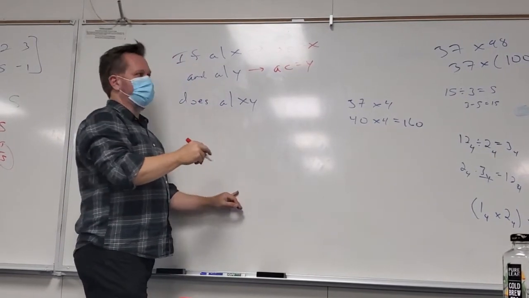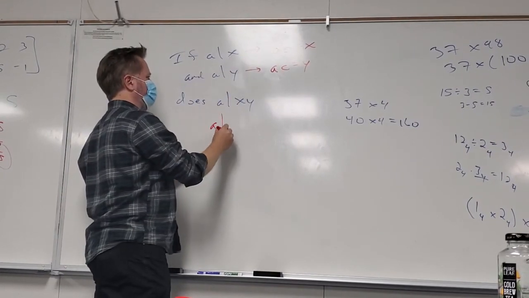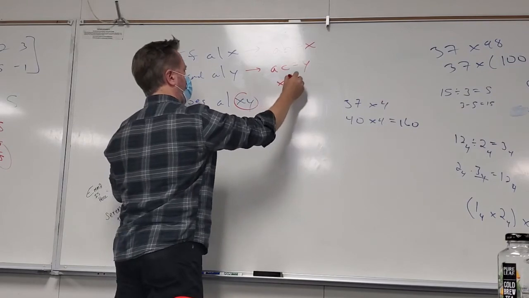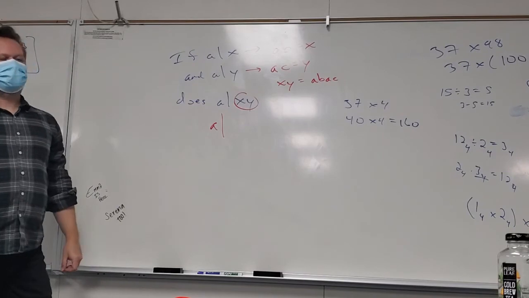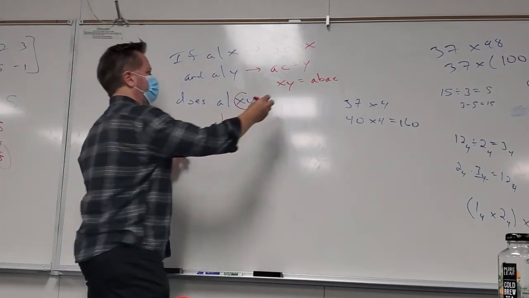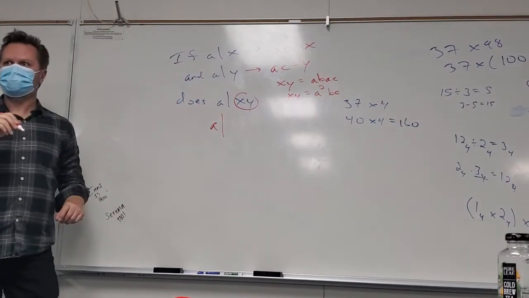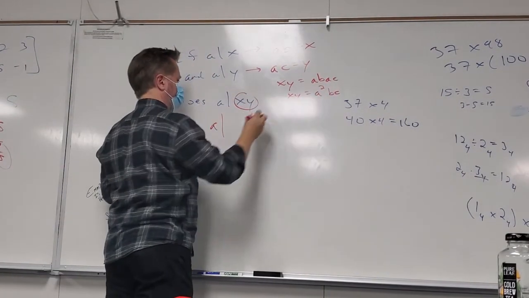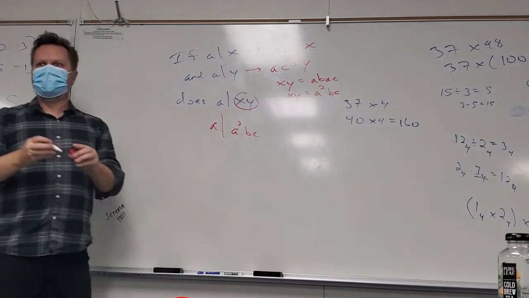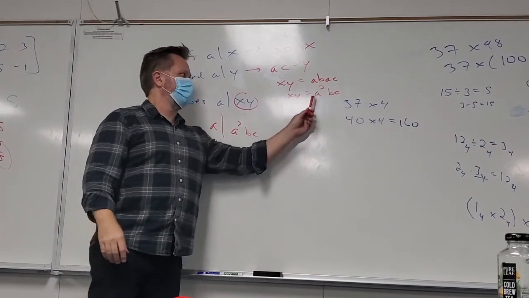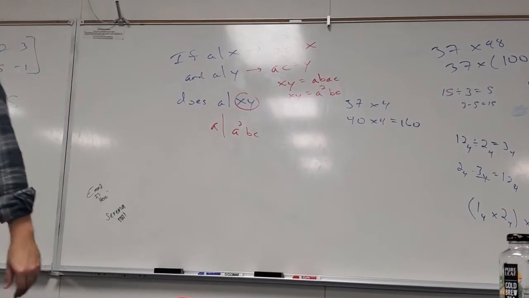So do we have an expression for X? It'll be A, B, C. So what's XY then? XY would equal ABAC, which is also known as A squared BC. Is that cool? Does A divide this? Yes. Why is it obvious that A divides this? Because there are two A's, because A is a factor. There you go. That would be the proof you would show.